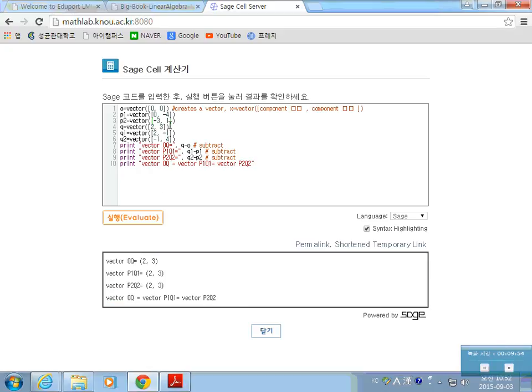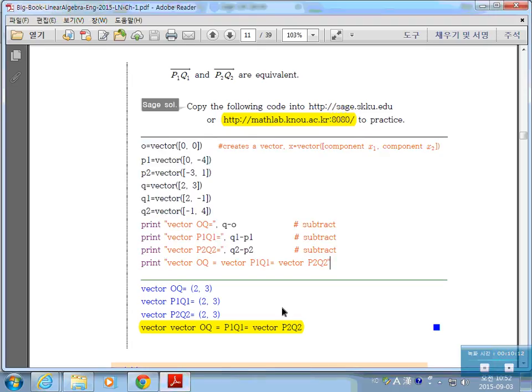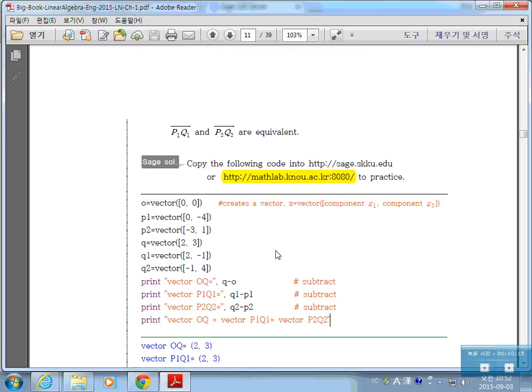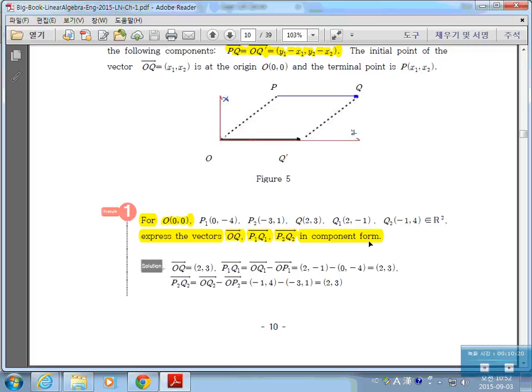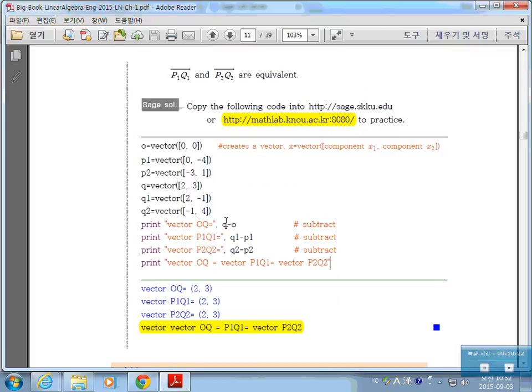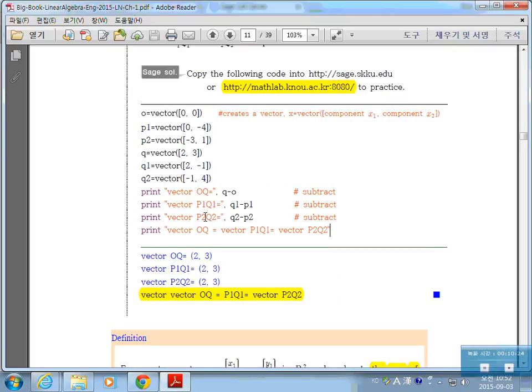If you change the vectors like this, then you will see different vectors that have different meanings. Anyway, if you are asked to compute the vectors in component form, then you can do it by hand, or you can use this code written in Sage or Python.